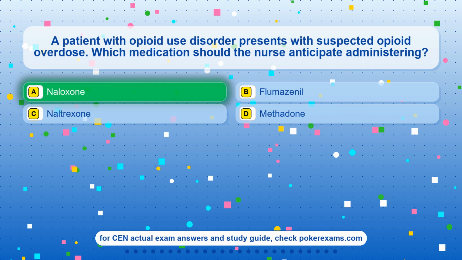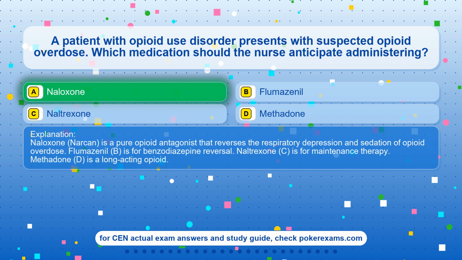The correct answer is option A. Naloxone. Naloxone, Narcan, is a pure opioid antagonist that reverses the respiratory depression and sedation of opioid overdose. Flumazenil, B, is for benzodiazepine reversal. Naltrexone, C, is for maintenance therapy. Methadone, D, is a long-acting opioid.